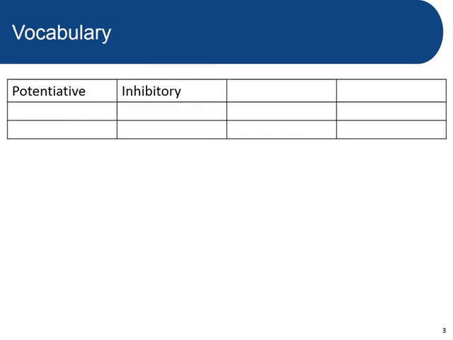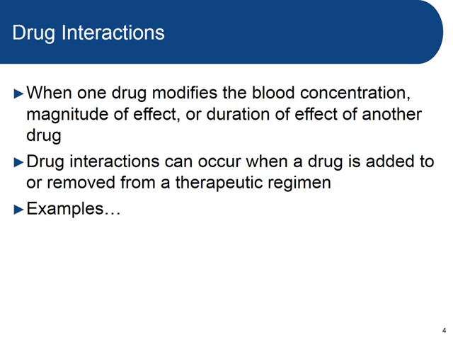Pertinent vocabulary terms are listed. You can find the definitions in your textbook. Drug interactions can occur anytime more than one drug is taken, and they can impact the magnitude of effect as well as the duration of effect of another drug.